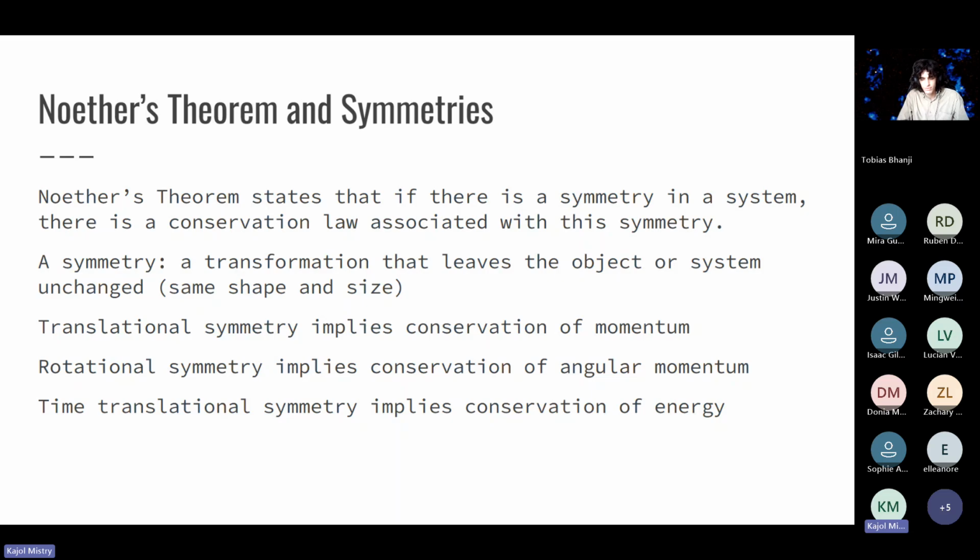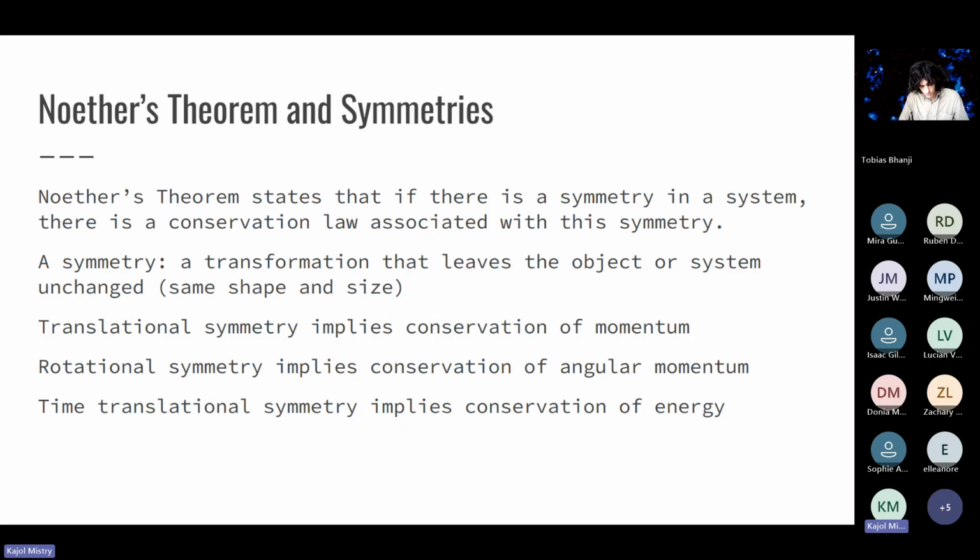So a symmetry in physics is just a transformation that leaves the object or the system completely unchanged, so that's the same shape and the same size. And Noether's theorem states that if there is a symmetry, there's also a conservation law associated with this symmetry.